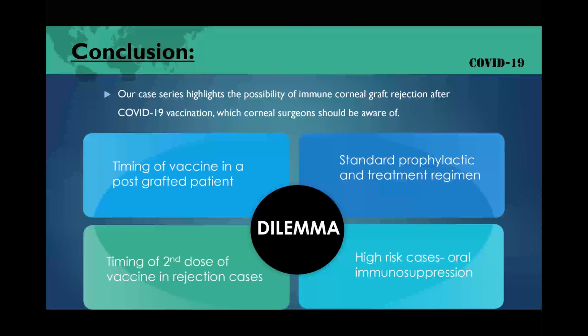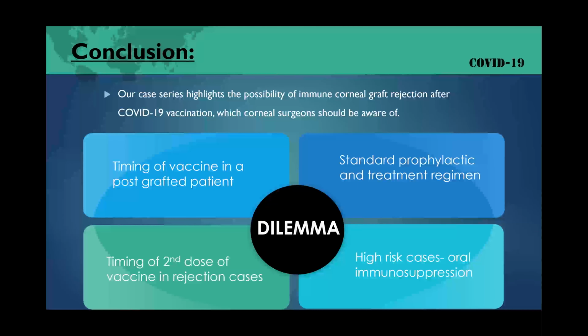And with this, it also leads to a dilemma of what is the timing of the vaccination in post-grafted patients, and should we follow any standard prophylactic treatment regimen, and also the timing of the second dose of vaccination in patients who already presented with rejection after the vaccine, and can we also give oral immunosuppression in high-risk cases.